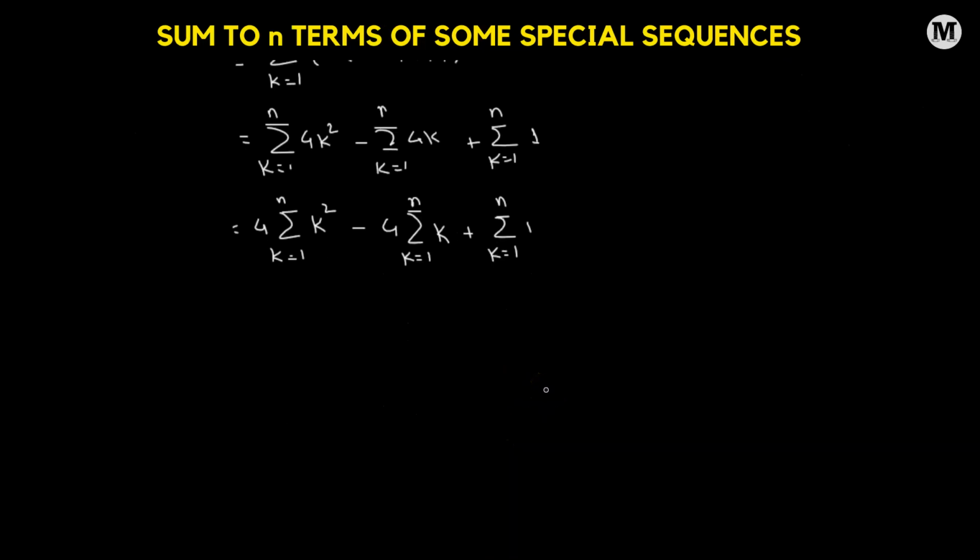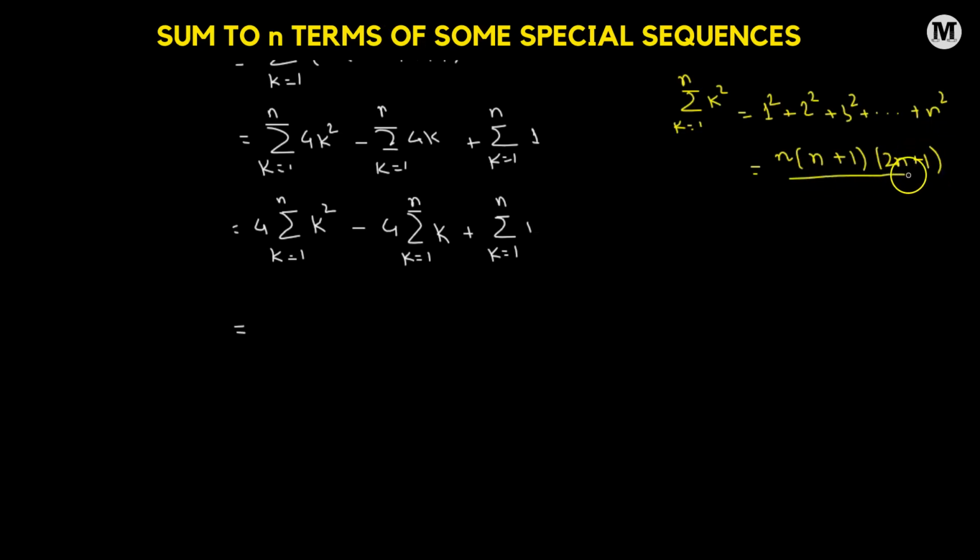Okay, now let's try to use the values. So what is summation k squared here? The summation of k squared, where k runs from 1 to n, when expanded is simply going to be 1 squared plus 2 squared plus 3 squared all the way up to n squared. So this is the sum of the squares of the first n natural numbers. And we already have a standard formula for obtaining the sum. That's given by n times n plus 1 multiplied by 2n plus 1 whole divided by 6. Okay, so we can use this value.